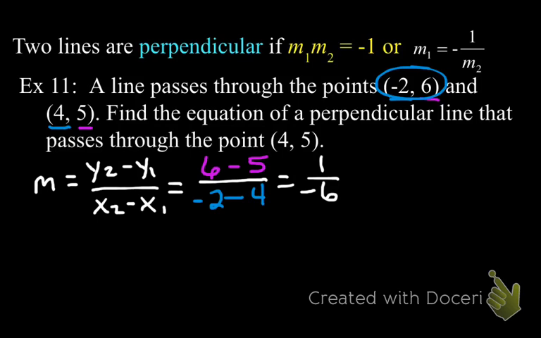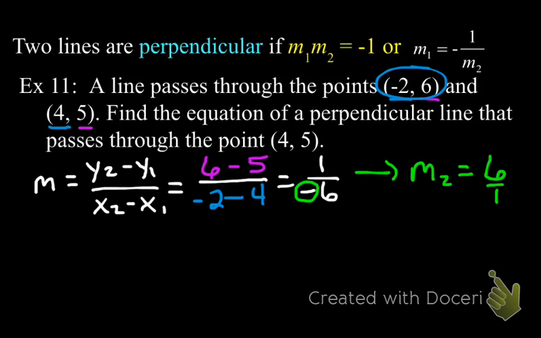We need to come up with a new slope. So our new slope, we'll just call it m sub 2. Remember, we changed the sign. So this one was negative, our new one will be positive, and then we take the reciprocal, and the reciprocal of 1 over 6 is going to be 6 over 1, which is just 6.